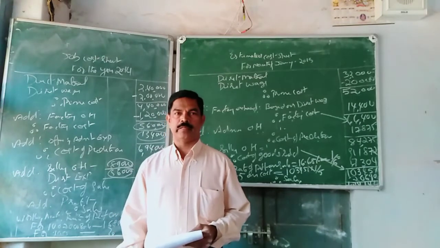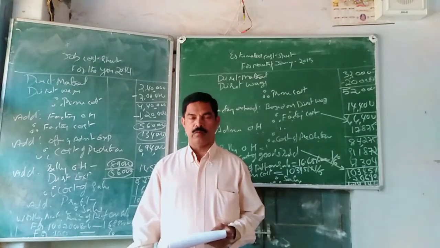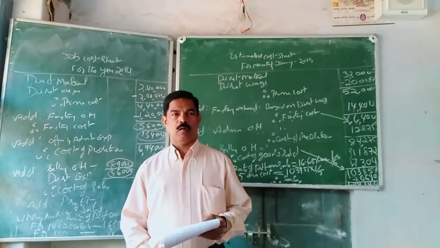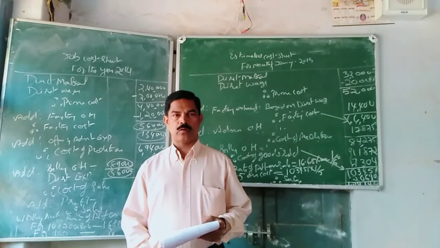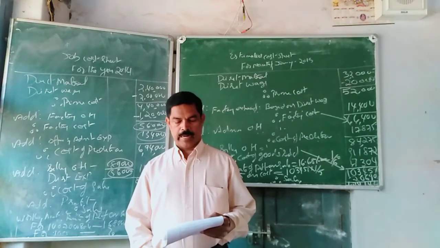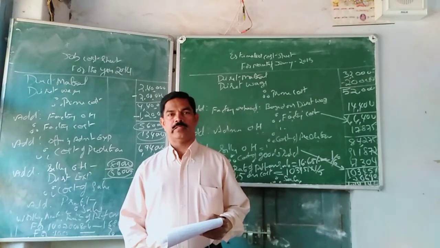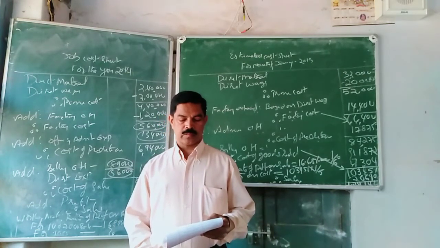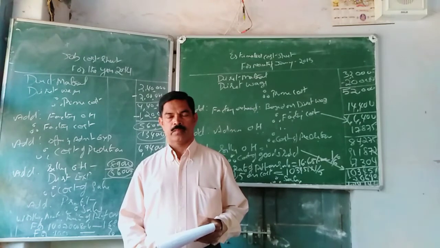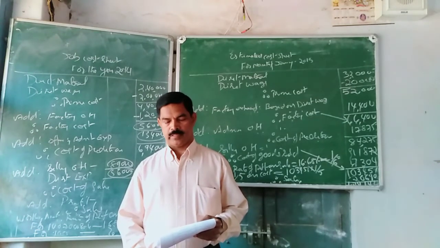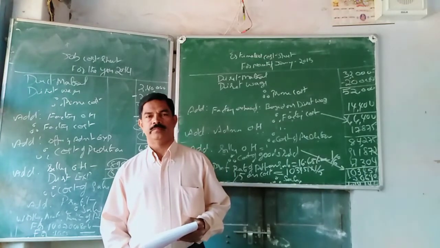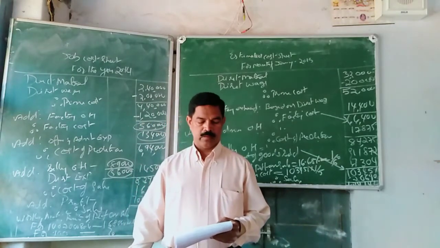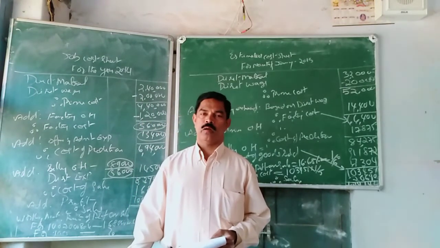So cost center, the Institute of Cost and Management Accounts London has defined cost center as a location, a person or an item of equipment or group of these in or connected with an undertaking in relation to which costs may be ascertained and used for the purpose of cost control. So your cost center is a location. It may be a location, a person or an item of equipment or group of these.